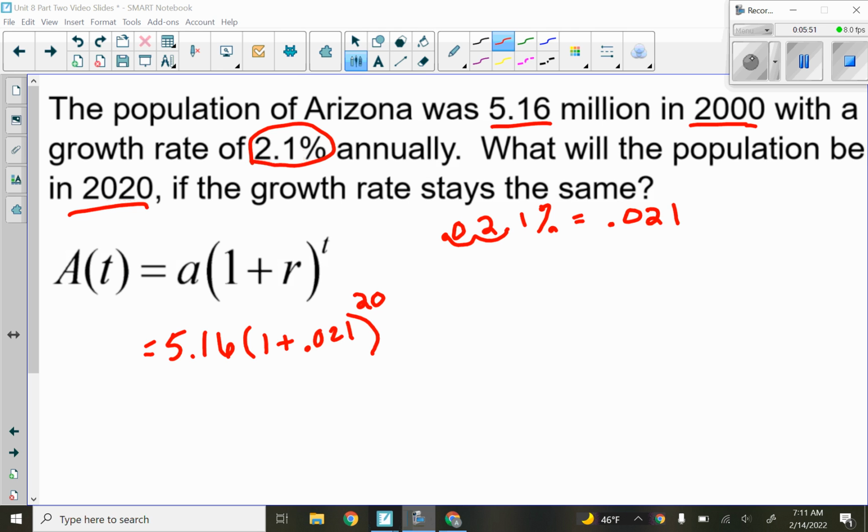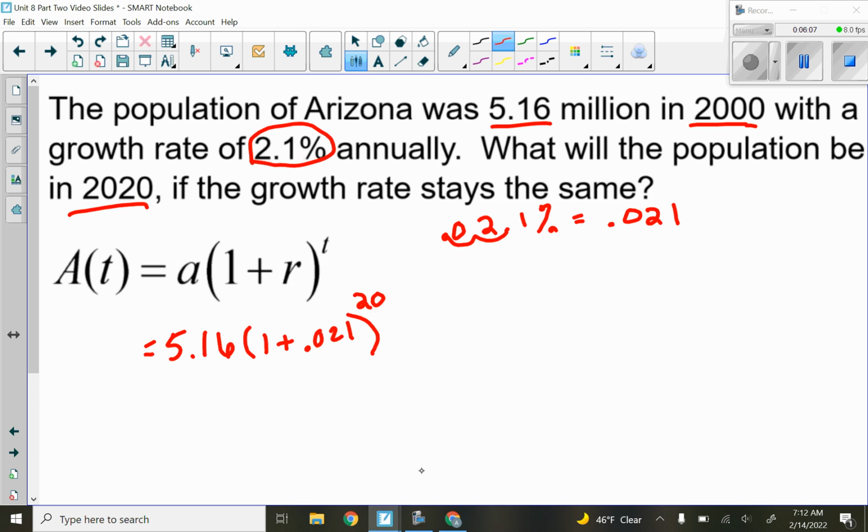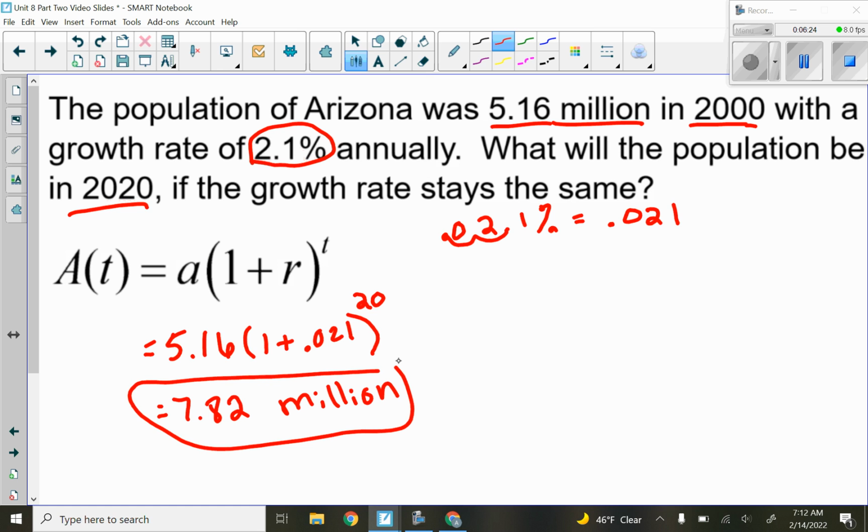From here, we would take this and plug it into a calculator, which I've already done. And we get, we'll do 2 decimal places, 7.82. And that's in millions, because we started with 5.6. So this is what that population would be.